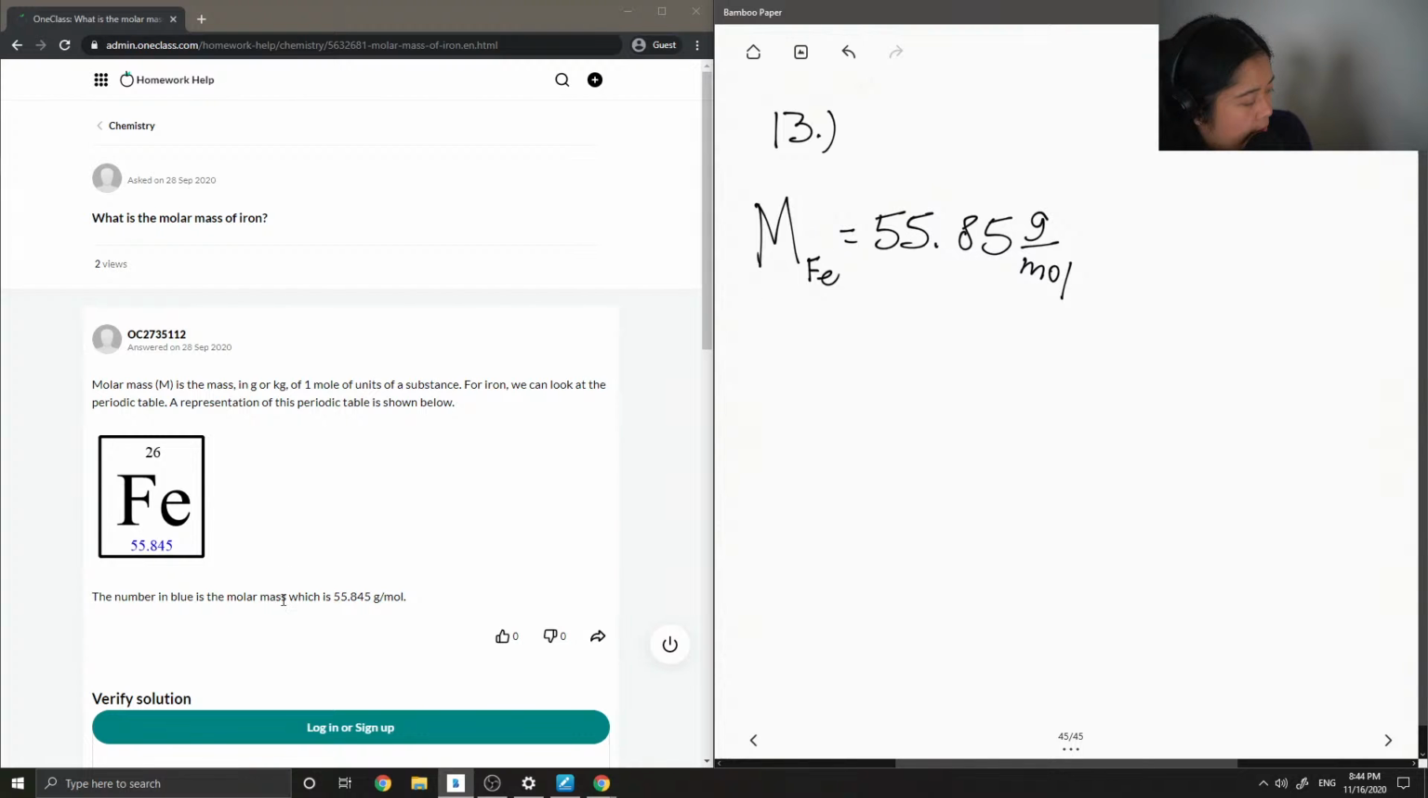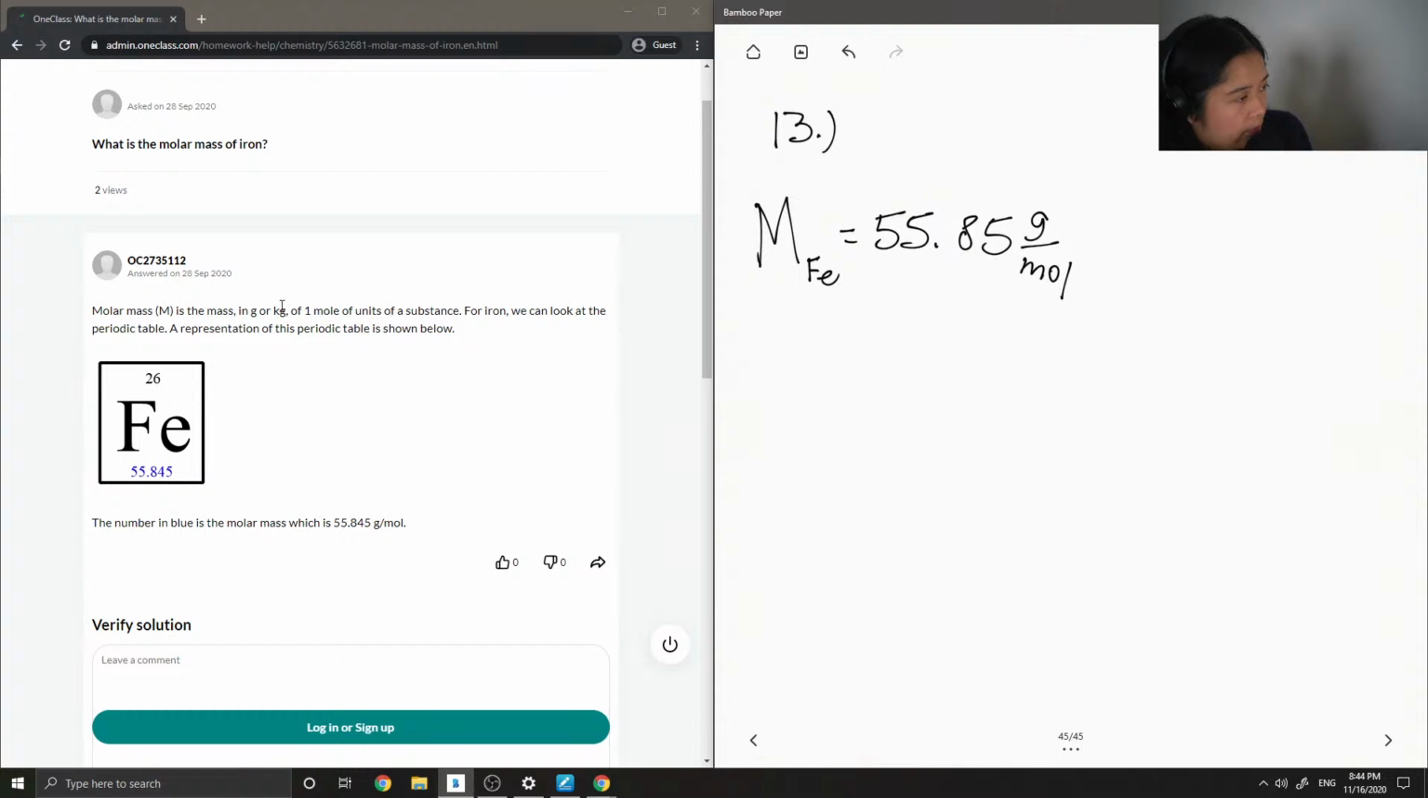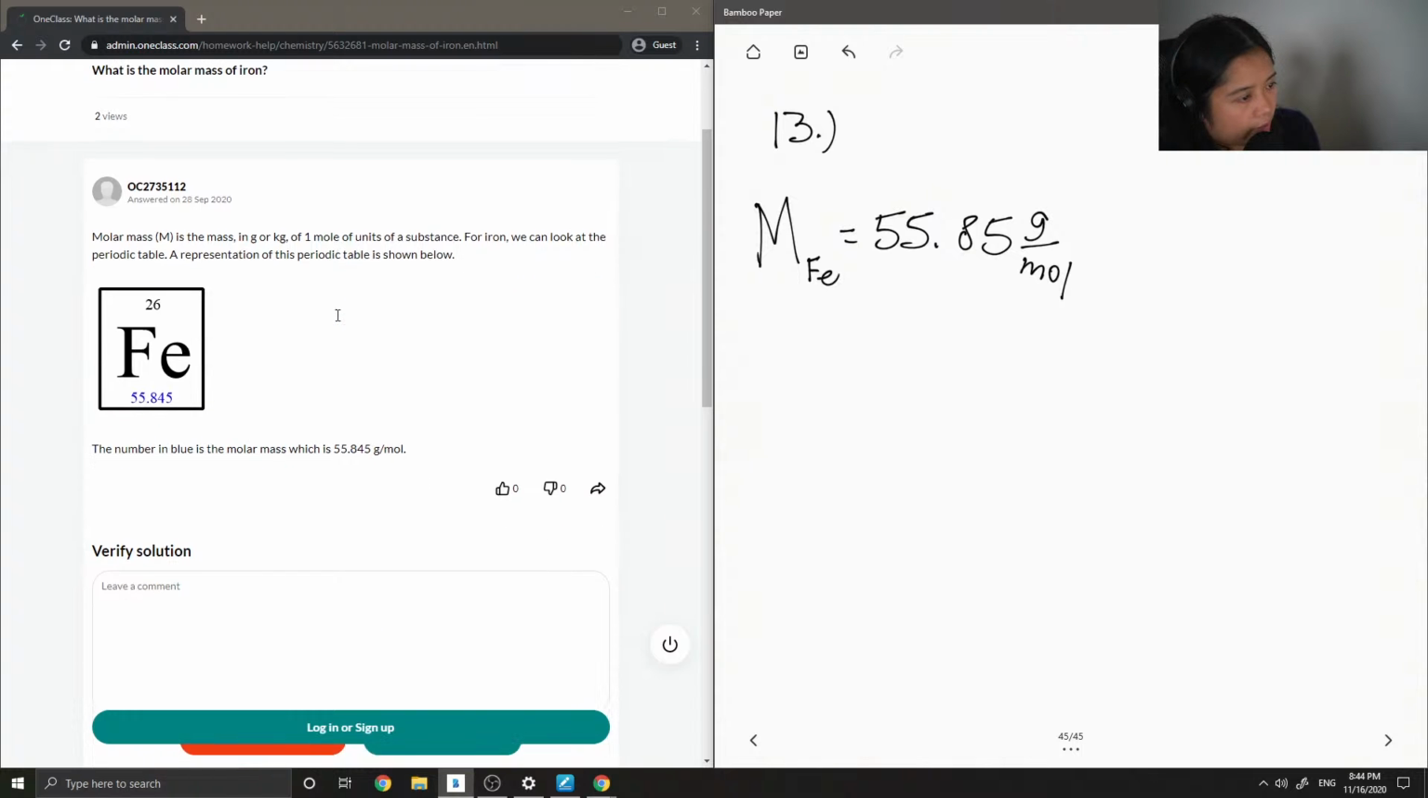Okay, so the junior tutor said, molar mass is the mass in grams or kilograms of 1 mole of units of a substance. For iron, we can look at the periodic table. A representation of this periodic table is shown below.